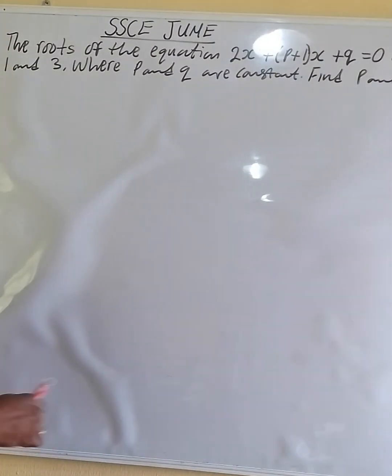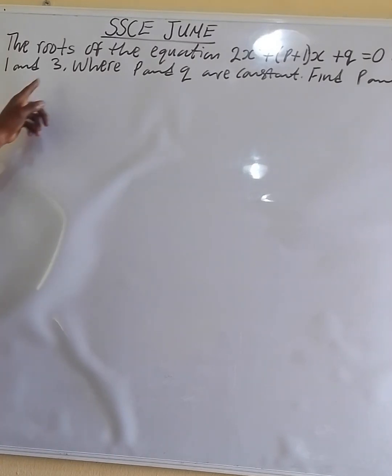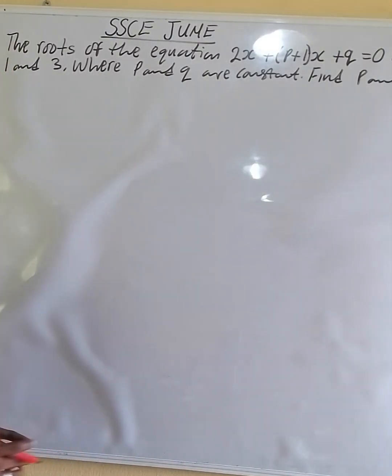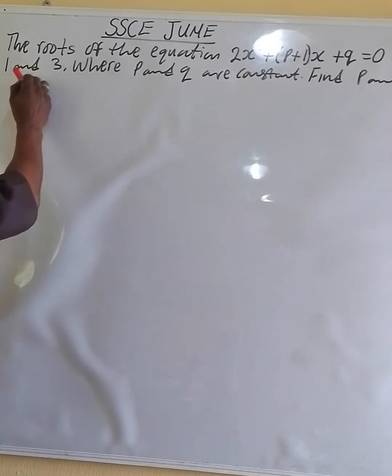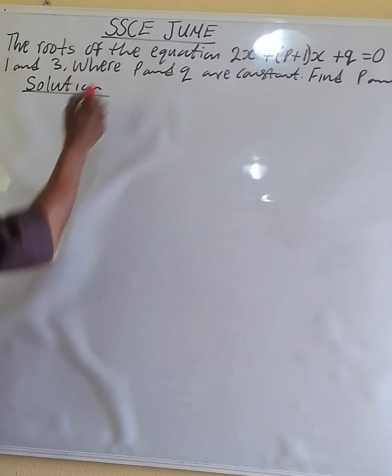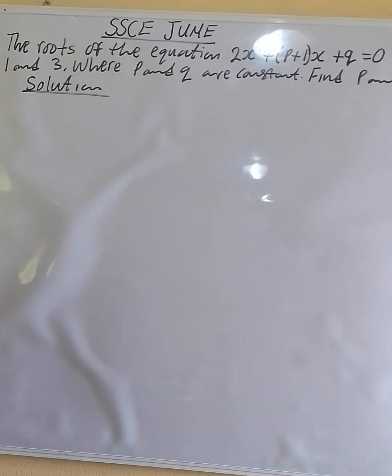Good day, class. Now this question is a required question. The question says the roots of the equation 2x squared plus (p plus 1) times x plus q equals 0 are 1 and 3, where p and q are constants. Find p and q. So which means in this question, we are going to find the values of p and q.